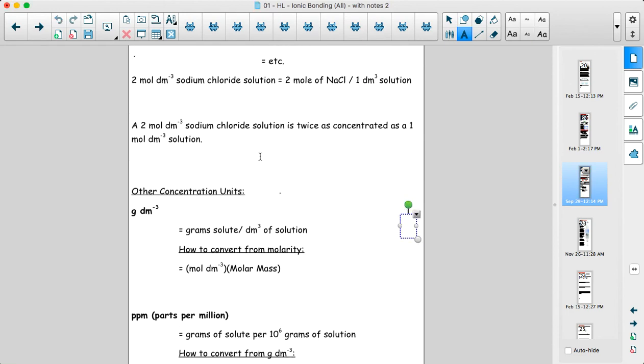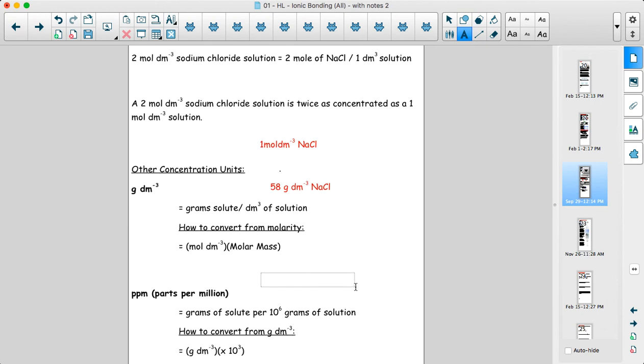Okay, so if we had a 1 mole per dm cubed solution of NaCl, and we wanted to convert that. Well, 1 mole of NaCl weighs about 58 grams per mole, so that would be a 58 gram per dm cubed solution of NaCl. It would be the exact same concentration, just expressed in a new unit. I take the molar concentration and I multiply it by the molar mass.